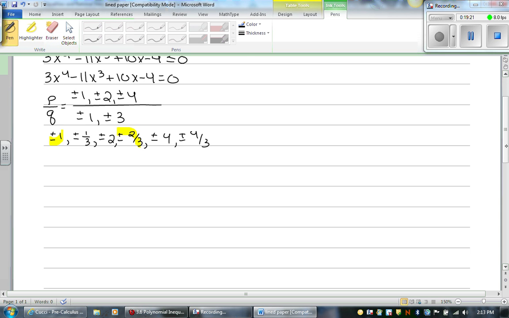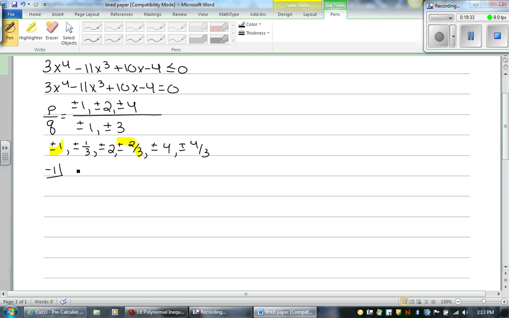So if we're starting with that -1, what we're going to be dividing in, we're going to have my -1, and then we've got 3, -11, 0 for our x squared, 10, and -4. Drop that 3. -1 times 3 is -3. Add those together, -14. -1 times -14 is 14. Add 14 and -4 gives 10, then -10 and 10 gives 0.